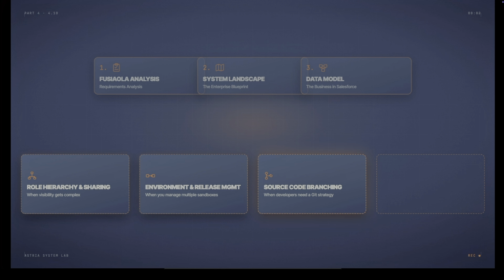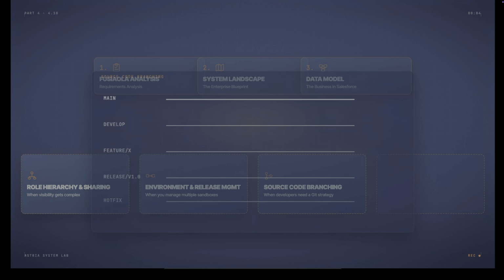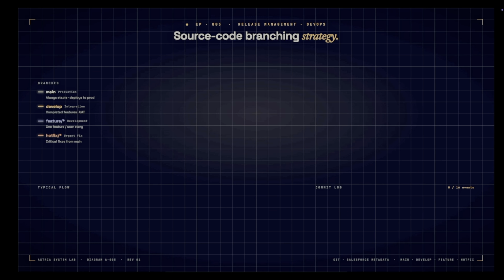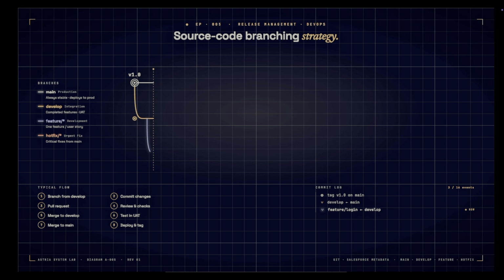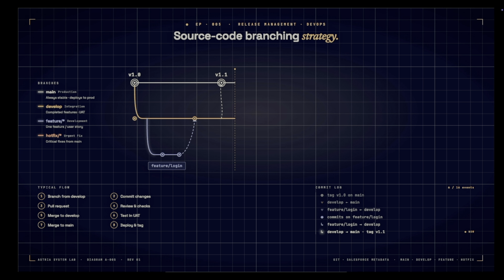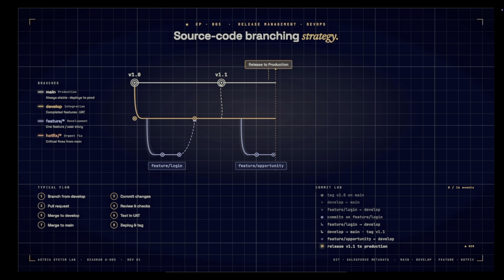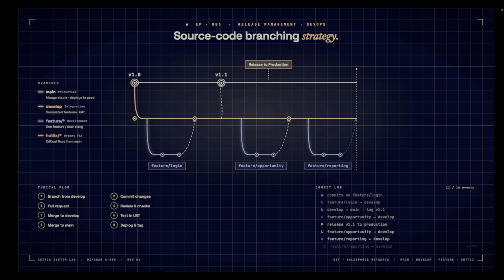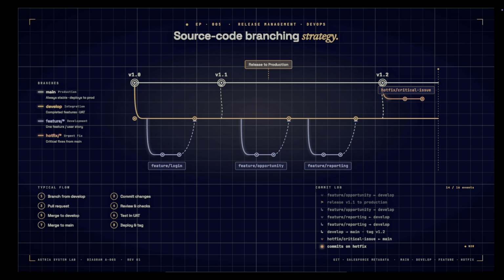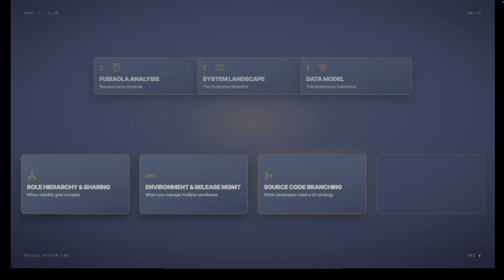Source code branching diagram, produced when developers need a defined Git strategy. Think of a horizontal timeline with parallel lines: a main branch, a develop branch, feature branches split off and merging back, release branches tagged for deployment, hotfix branches for emergencies. Without this, larger teams collide.